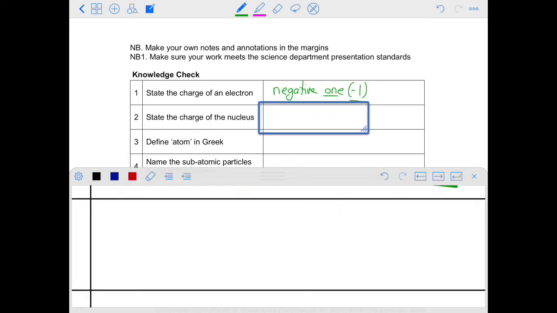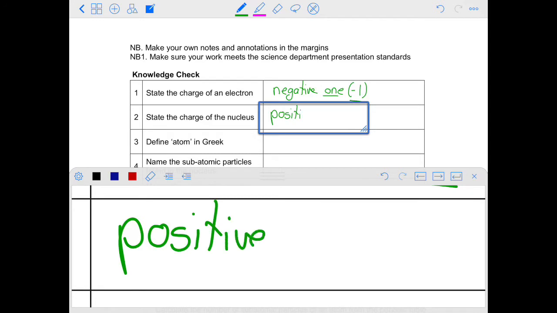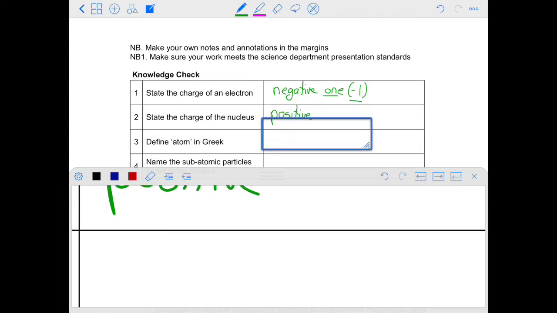The charge of the nucleus is positive. We don't have a number for the charge of a nucleus because it can be anywhere from +1 to +100. Because it varies, we don't include the number.